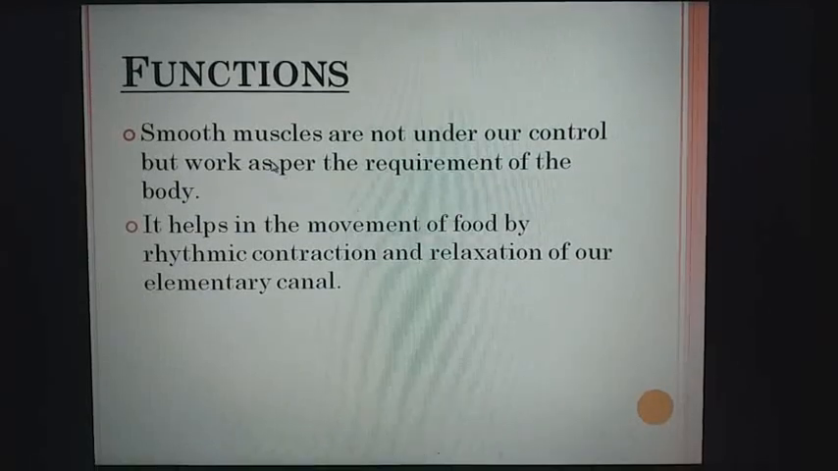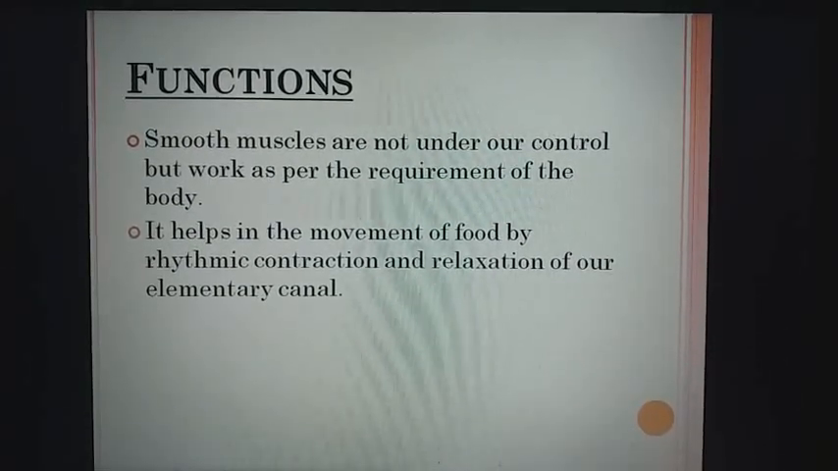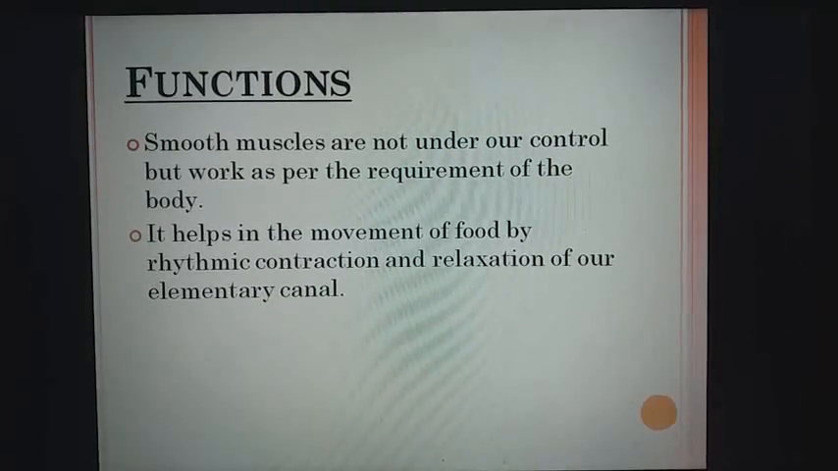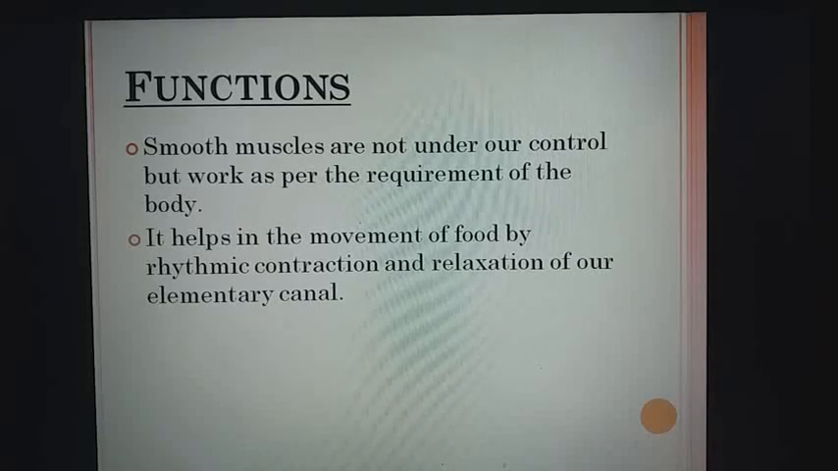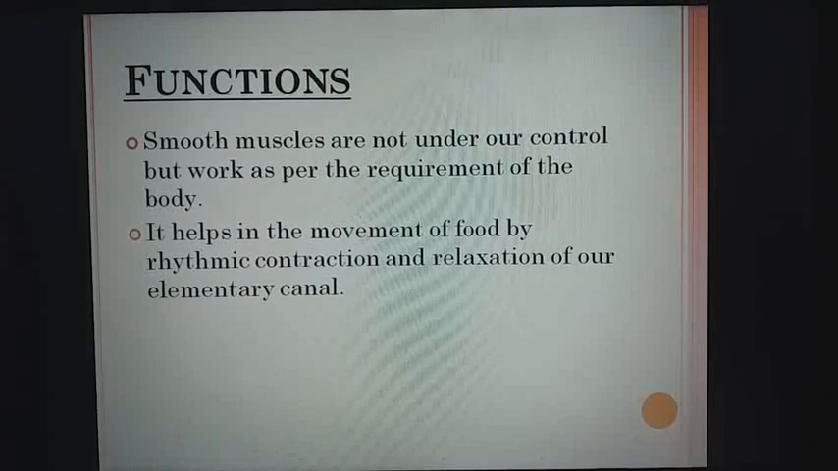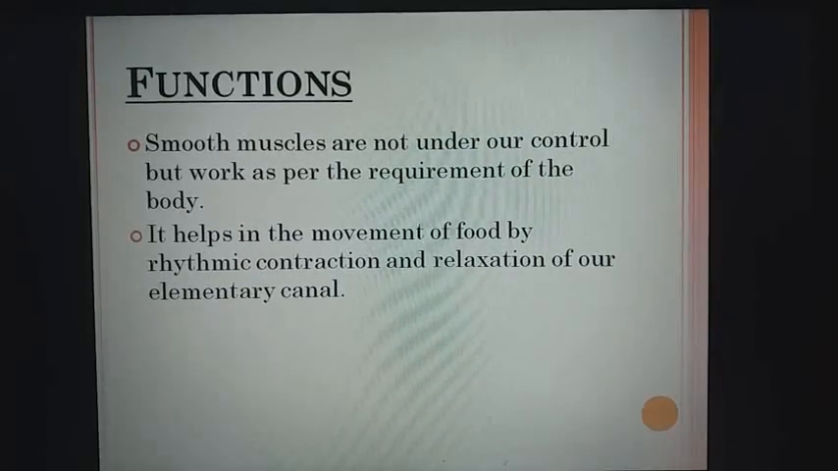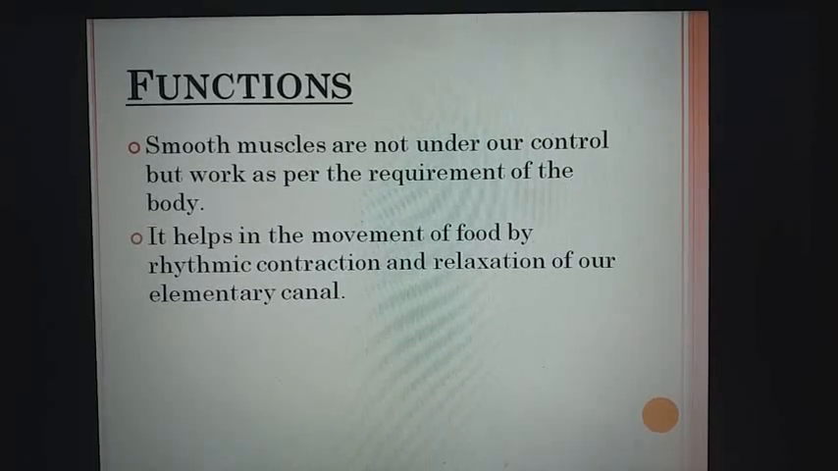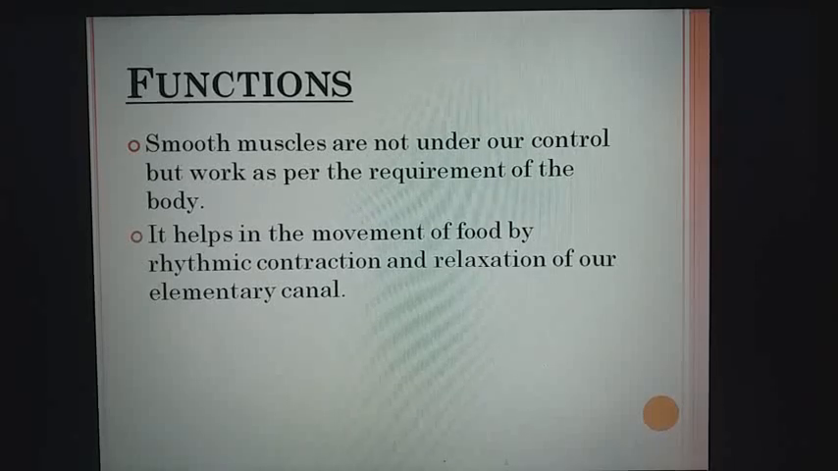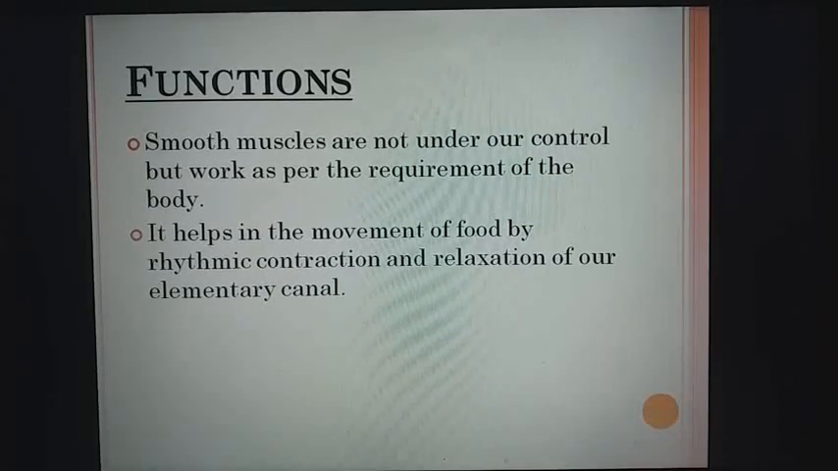Now function. Smooth muscles are not under our control but work as per the requirement of the body. So wherever the requirement of the body is there it helps in the working of that part of the body. And as it is not under our control, so as already I have told you that it is involuntary muscle. It helps in the movement of the food by the rhythmic contraction and relaxation of our alimentary canal. Okay, so it helps in the rhythmic contraction and relaxation of the alimentary canal.